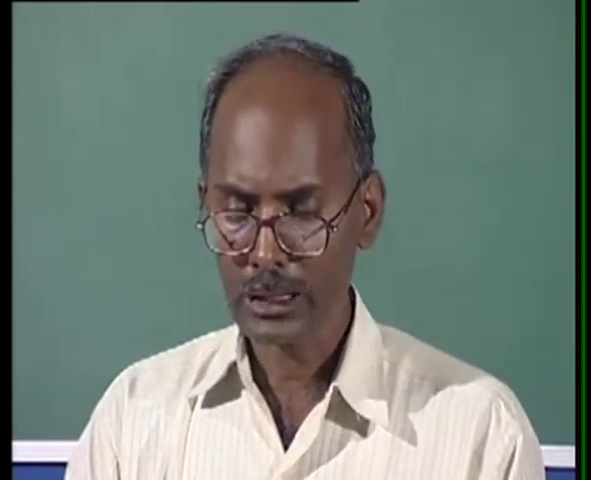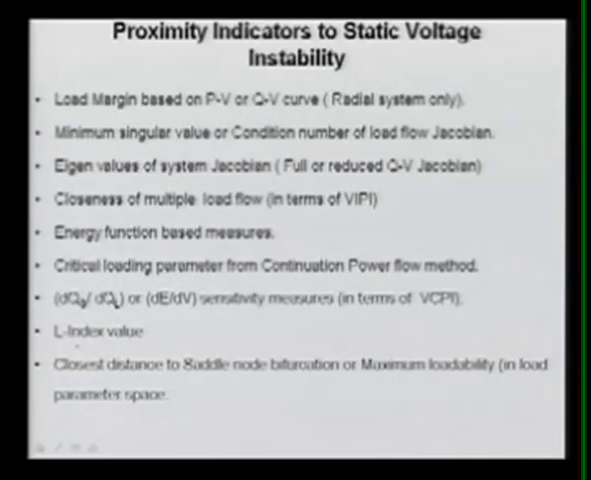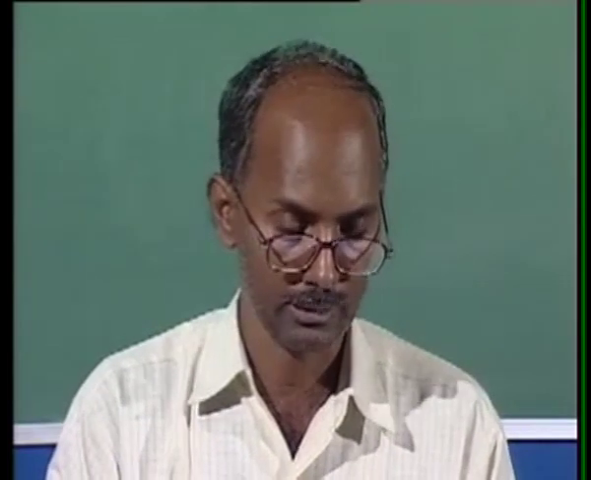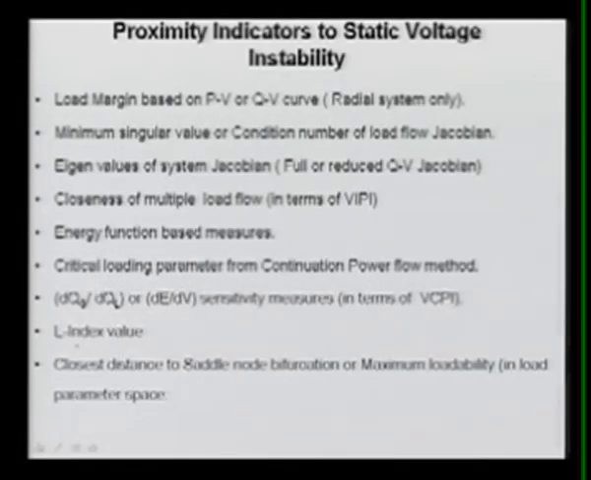Now, the proximity indicators to static voltage instability. Again, voltage instability can be classified into two types: one is static, the other is dynamic voltage instability. We will come later to dynamic voltage instability conditions. Let us see what the various proximity indicators for static voltage instability are.